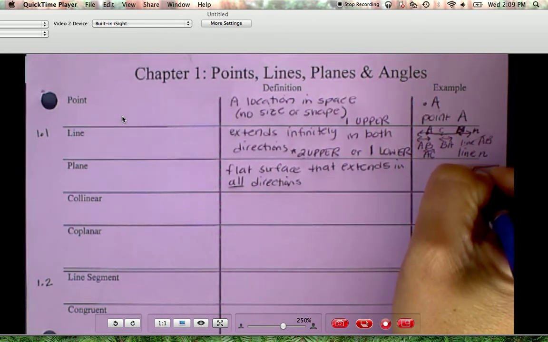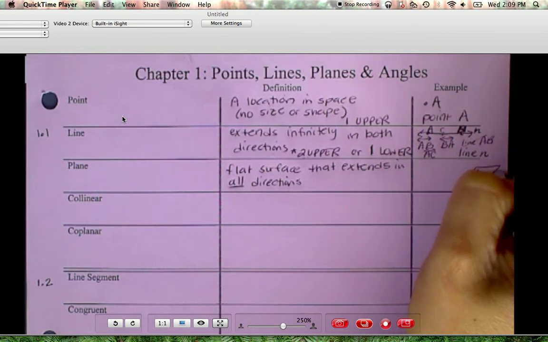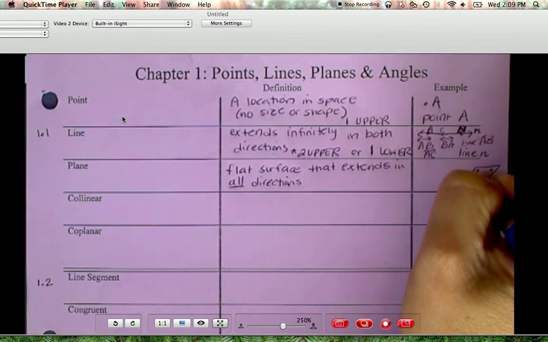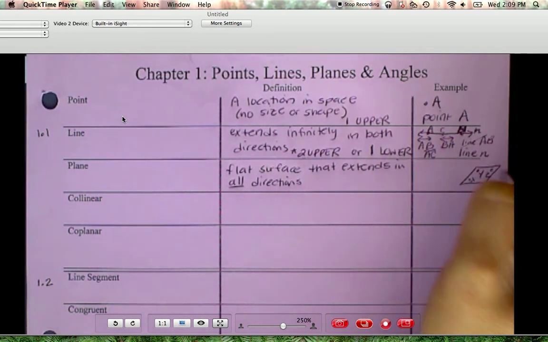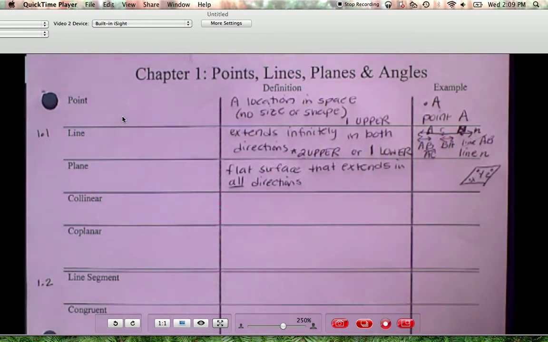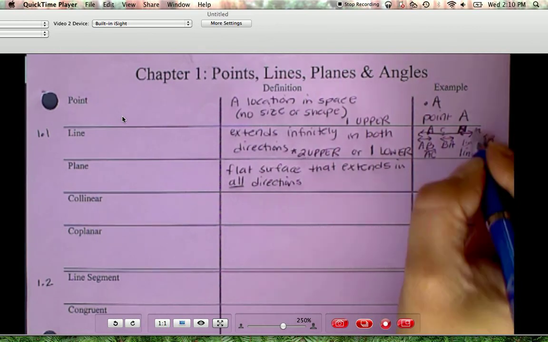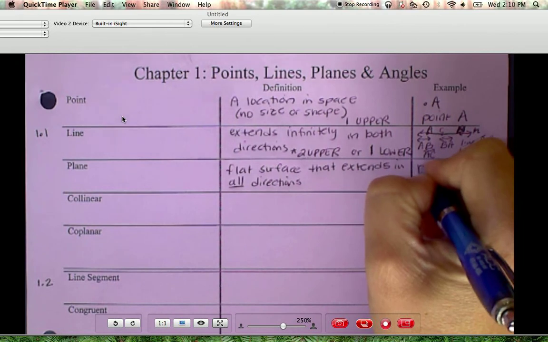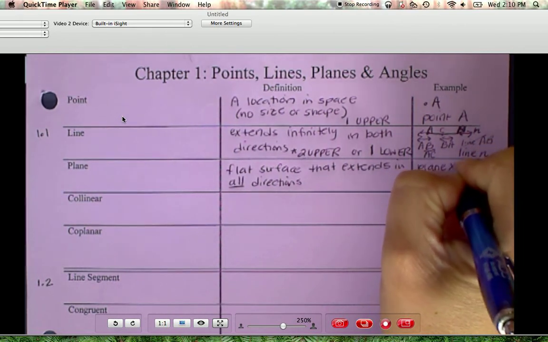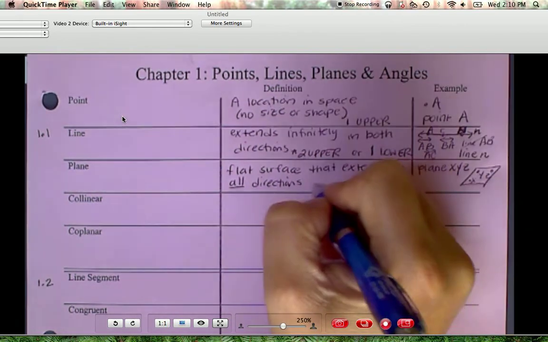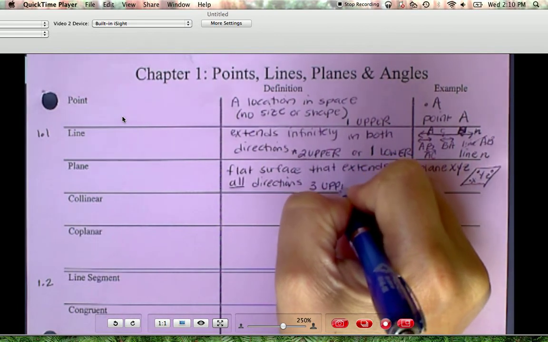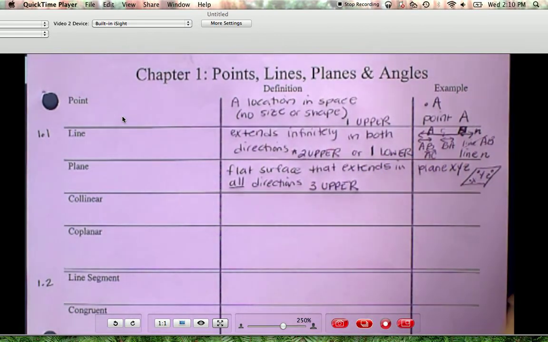Now, a plane is made up of 3 points. We'll call, in this case, point X, point Y, point Z. If you pick any 3 points in space, a plane will extend through those 3 points. So it's defined by 3 or more points. If you only have 2 points, that's not enough to be a plane. So when we name a plane, there's 2 options here. You can call it plane XYZ or any 3 uppercase letters.